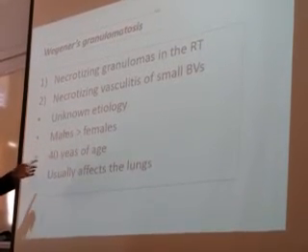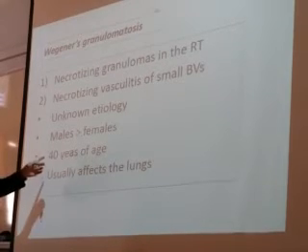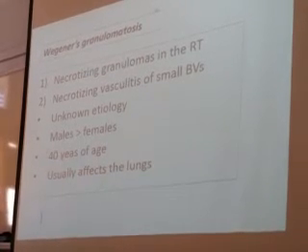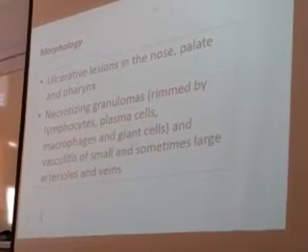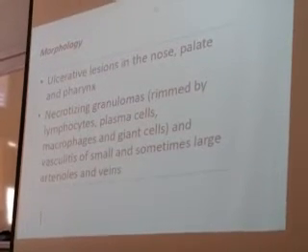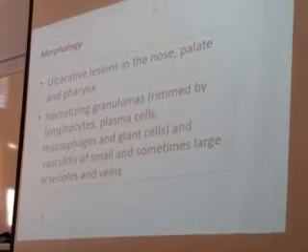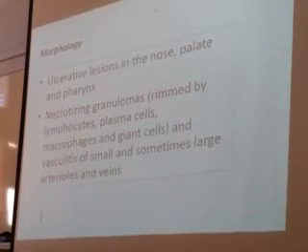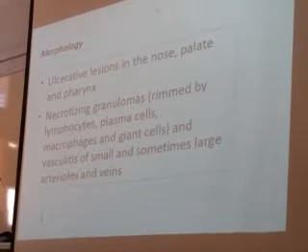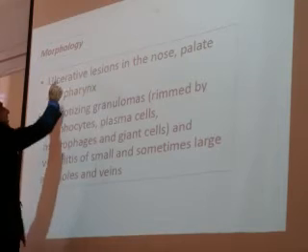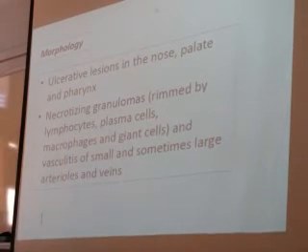Males are affected more than females, around 40 years of age, and it usually affects the lungs. So what you will find is ulcerative lesions in the nose, palate and pharynx, upper respiratory tract, and there will be necrotizing granulomas. And there will be vasculitis. So granulomas, vasculitis and ulcerative lesions. 3 things will be there.